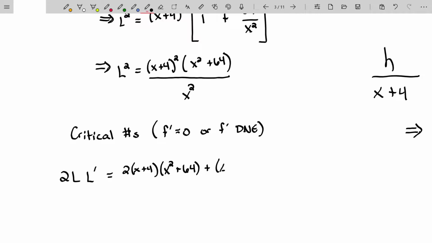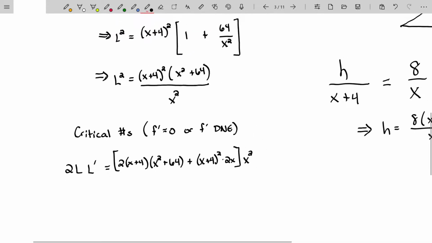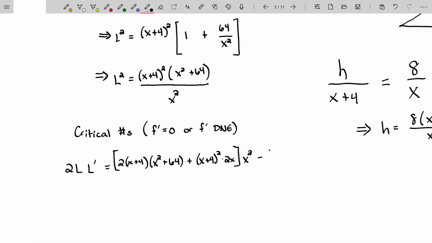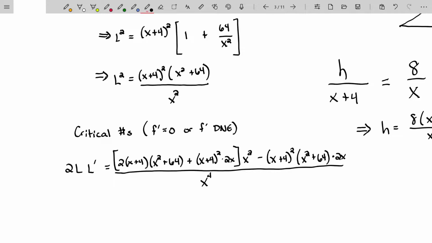let's see, (x plus 4) quantity squared times the derivative of x squared plus 64. And that derivative of that numerator is multiplying the denominator. Yes, it's a bit of a mess. Minus that numerator, (x plus 4) squared, sorry about that, times x squared plus 64. And that numerator will be multiplying the derivative of the denominator, which is just 2x, all over that denominator squared, x to the 4th.